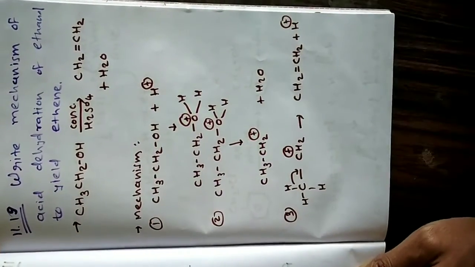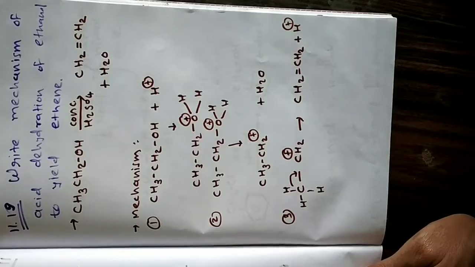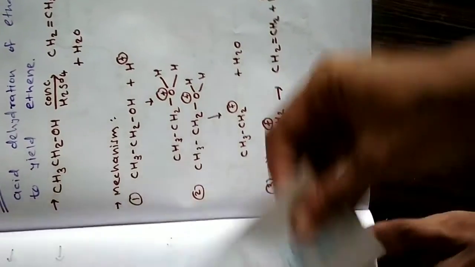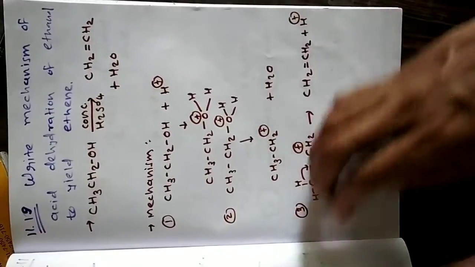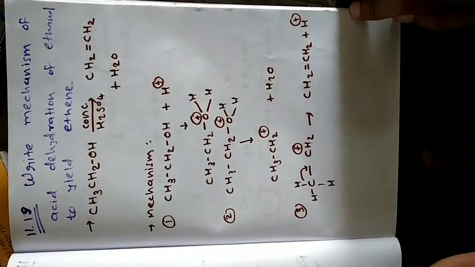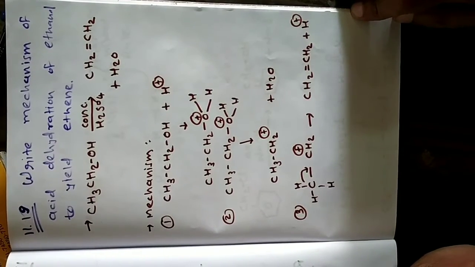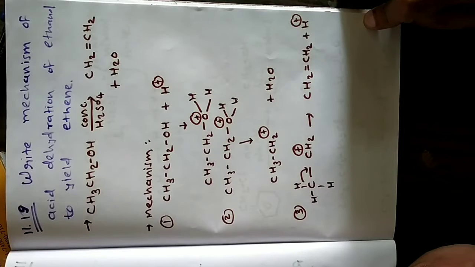The next one, number 11.19. Number 11.18 is not in your course. So, number 11.19: write the mechanism of acid dehydration of ethanol to yield ethene.